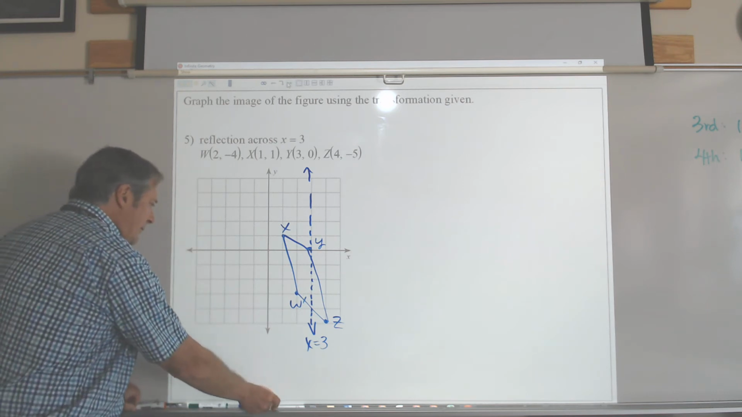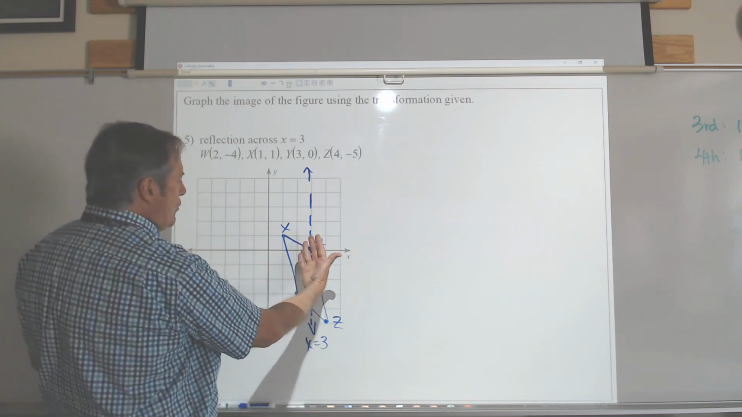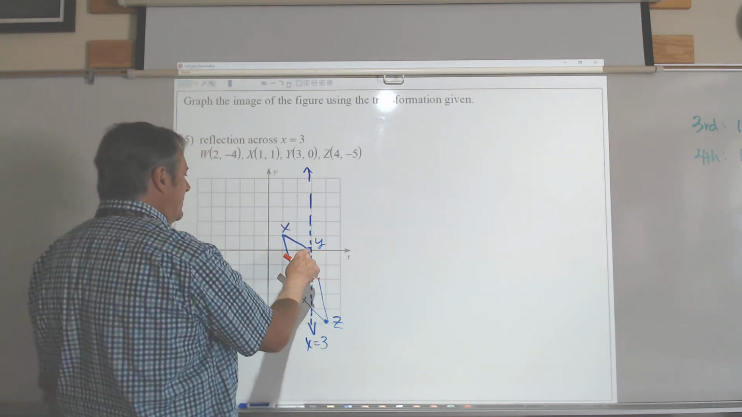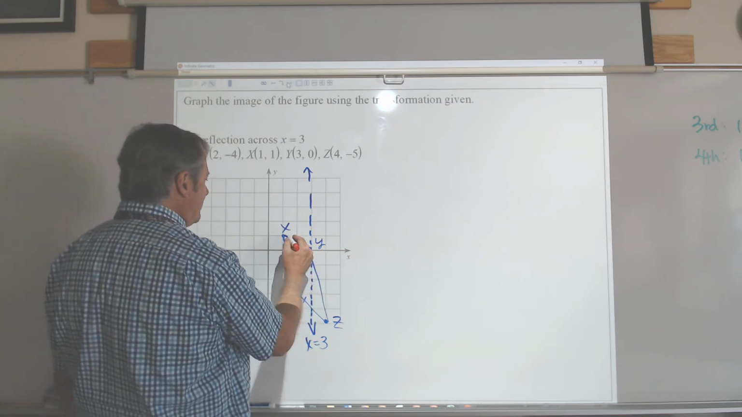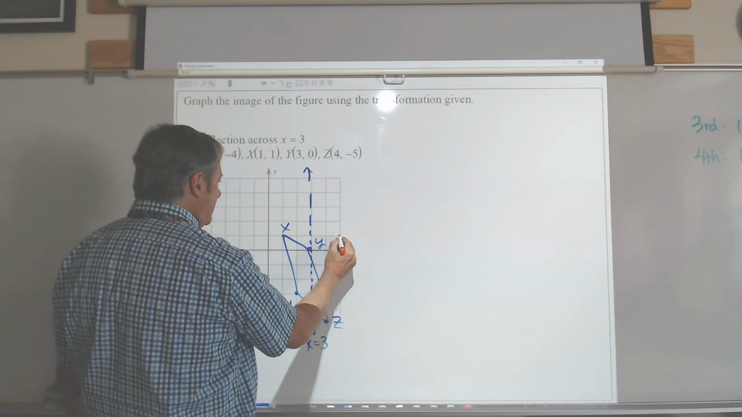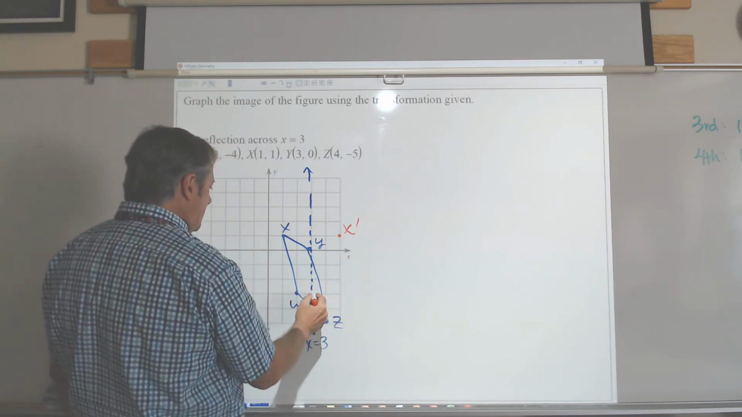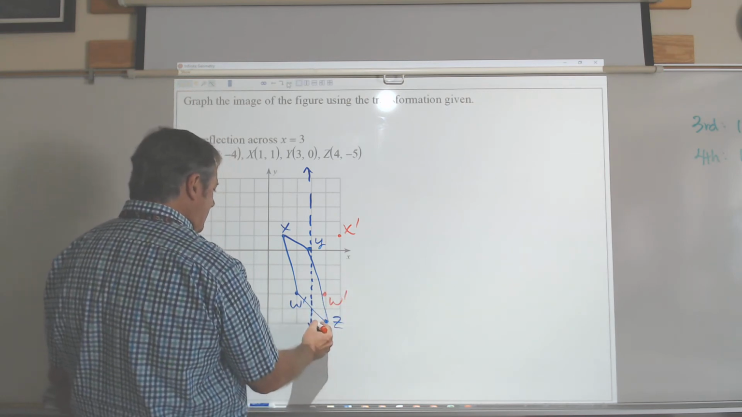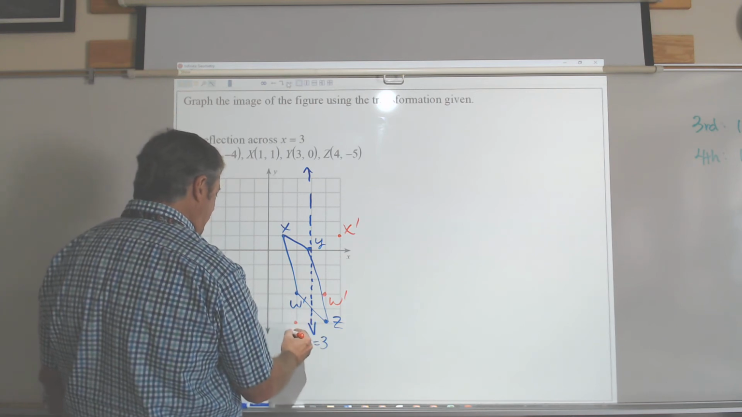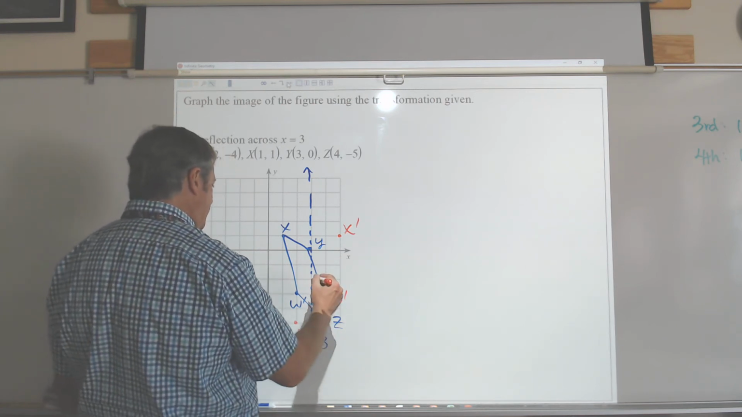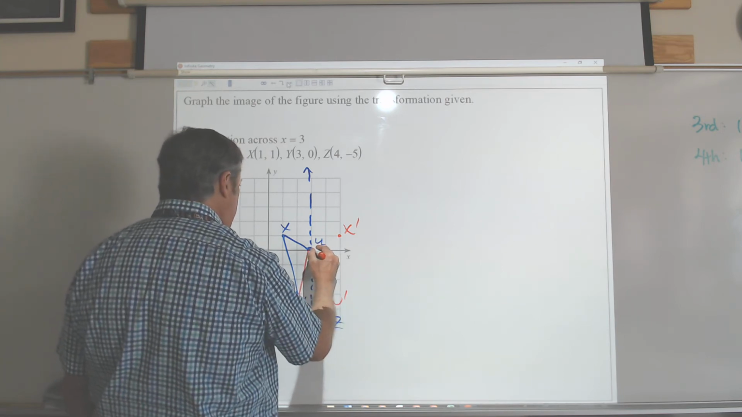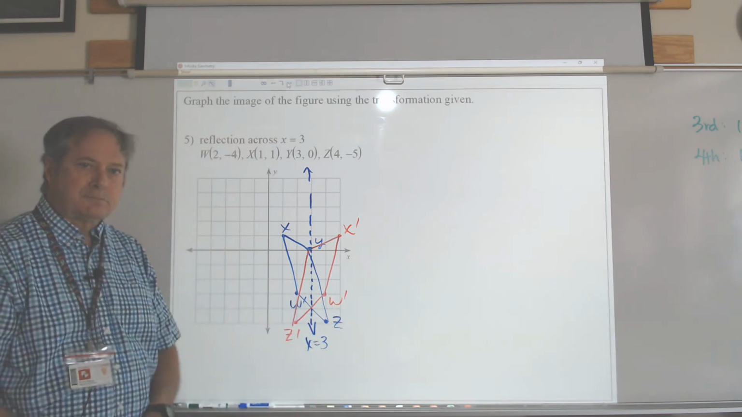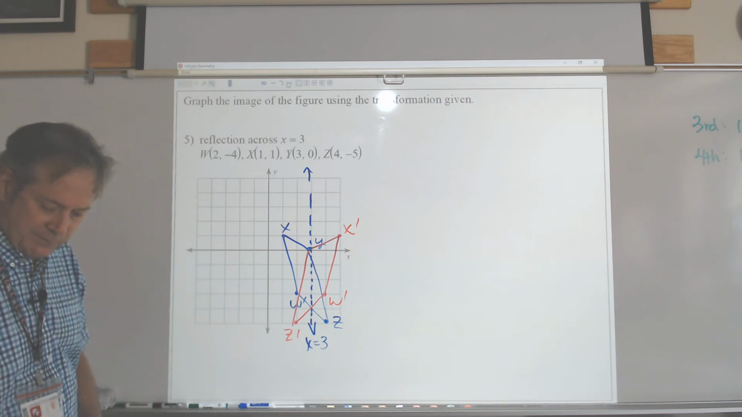Okay, now, where are we going to flip it? We're flipping it over that x equals 3 line. So Y is already on the right spot, so it's going to stay put. X is 2 to the left, X prime will be 2 to the right. W is 1 to the left, W prime, 1 to the right. Z is 1 to the right, Z prime, 1 to the left. And so there we go. Not too bad. All right, let's do another one.